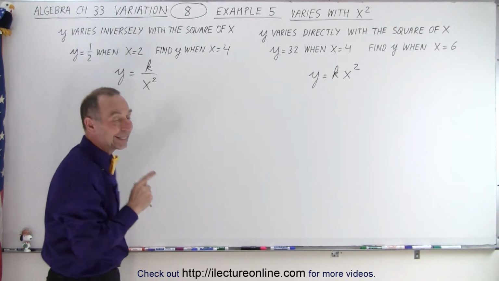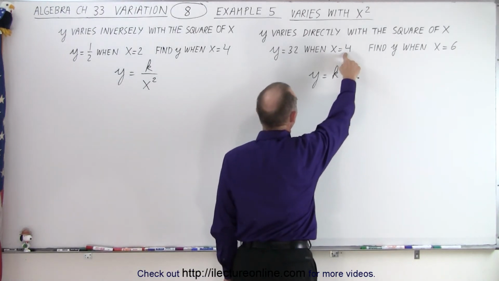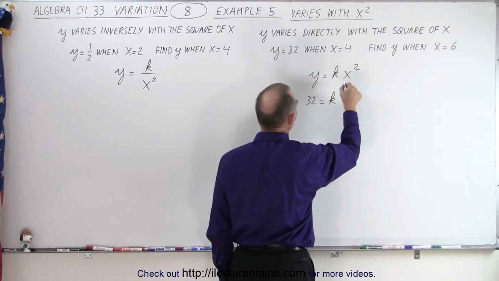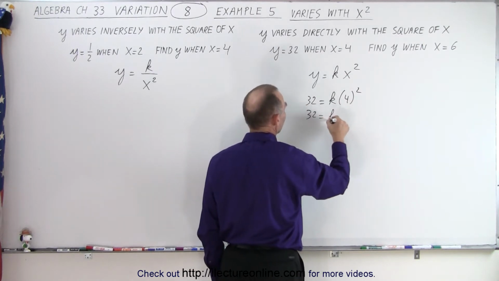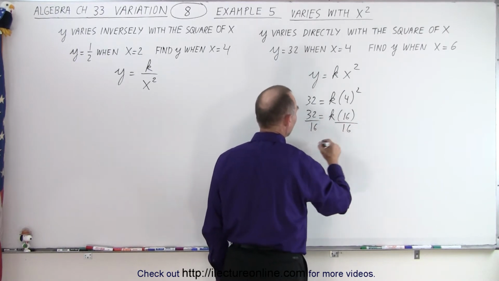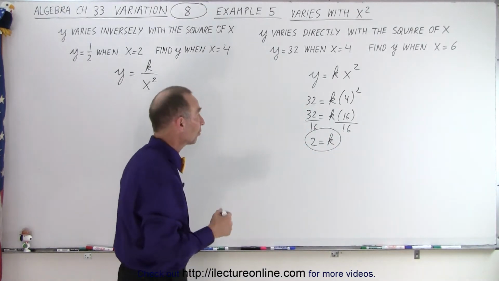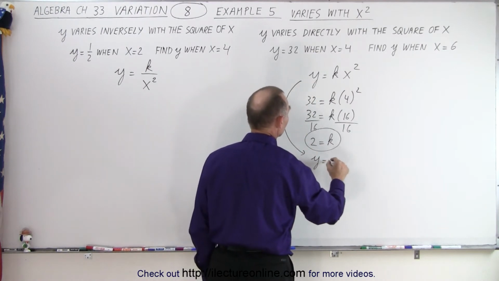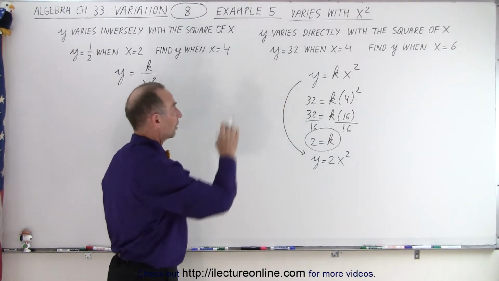So first we need to find k, and we'll need to do that for both cases. And we do that by plugging in 4 for x and 32 for y. So we get 32 is equal to k times x squared, and x is equal to 4. That's 4 squared. So we have 32 is equal to k times 16. Divide both sides by 16, and we get 2 equals k. So now we have the value for k, the constant of variation. We plug that into our general equation, and so now we can write that y is equal to 2 times x squared. So now we have our equation that relates to our particular problem.